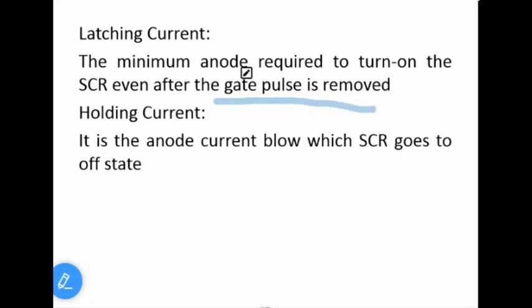If you don't understand this, you don't understand the latching current, and you will find a number of questions in GATE based upon this definition. If you understand this latching current definition, you can solve those numerical examples. Those numerical examples we'll discuss in the next lecture.